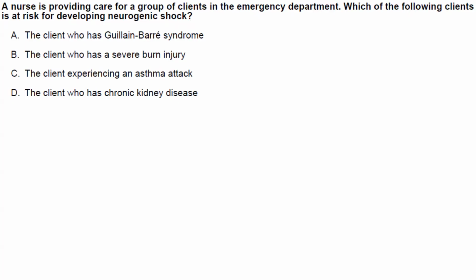So why GBS? This patient with GBS is at risk for developing neurogenic shock because both the blood pressure and heart rate are controlled by the autonomic nervous system. Remember the ANS, sympathetic and parasympathetic. So the client whose autonomic nerves, the sympathetic and parasympathetic, have been affected by GBS is at risk for developing neurogenic shock because both the blood pressure and heart rate are controlled by the ANS.